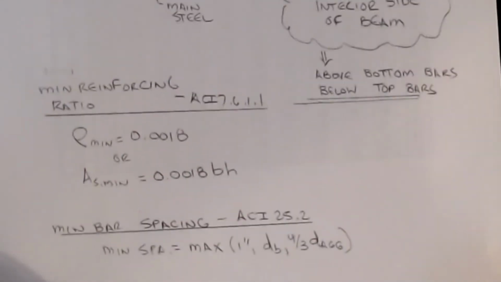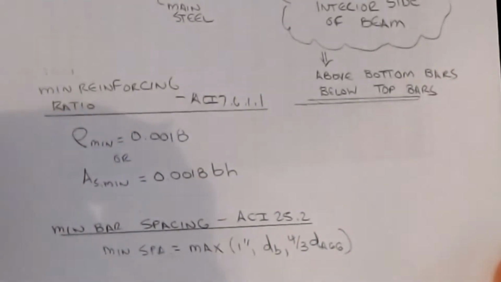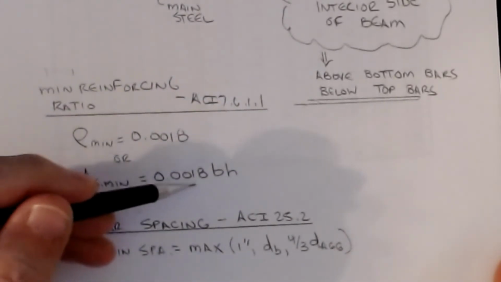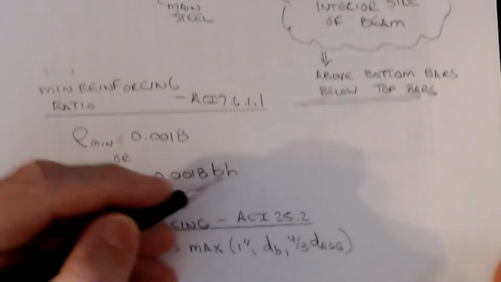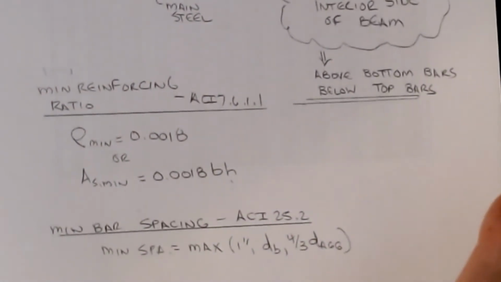Okay, like before, we do have a minimum reinforcing ratio. Rho min is again 0.0018, but now for the temperature steel, the area of steel is going to be this 0.0018 times B times H. So the difference is here. Before it was D, now it's H on this guy, and that's the only other difference, really.